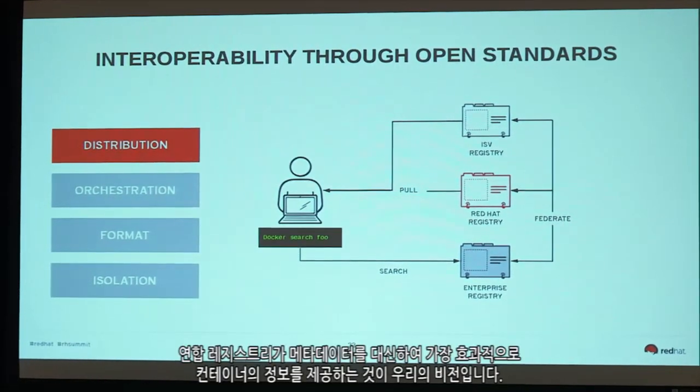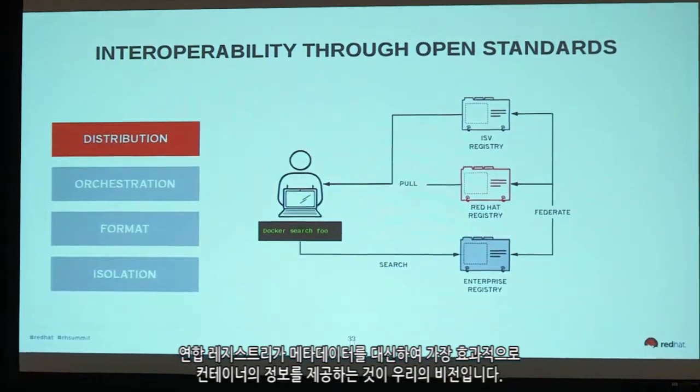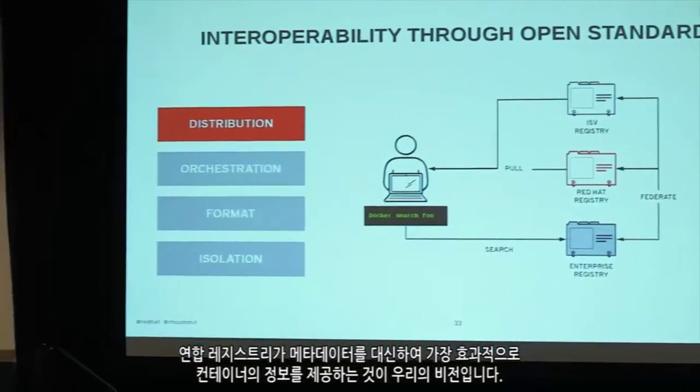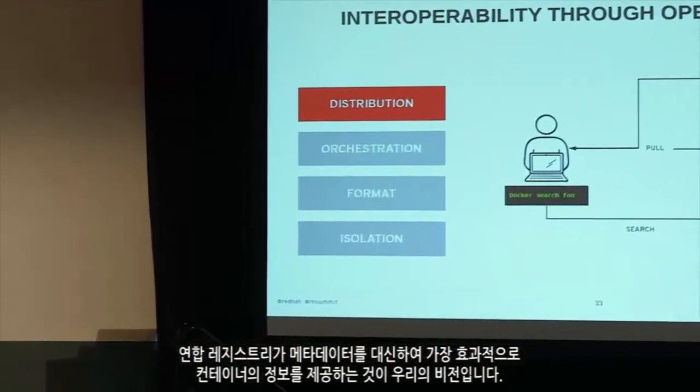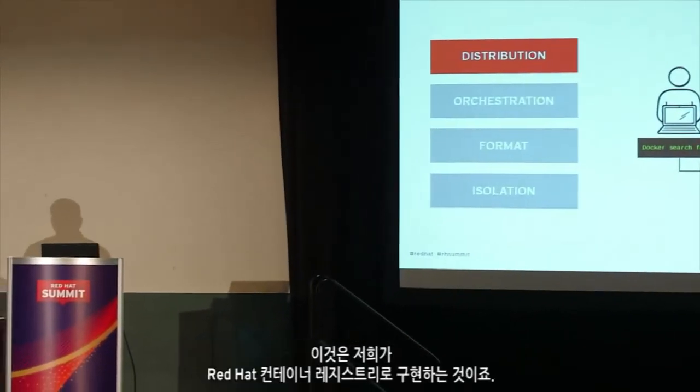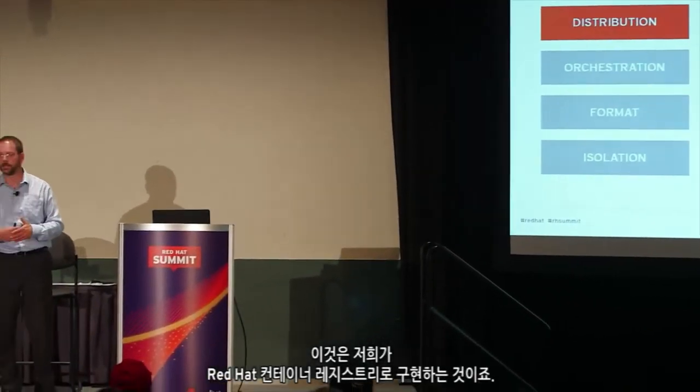And our vision is federated registries can exchange the metadata and point clients at the most efficient location to deliver that. That's what we implemented with the Red Hat Container Registry, where you actually search on the Red Hat Container Registry, but you pull from a registry that the ISV runs and owns. And we're now working to expand this into the on-premise enterprise registry, which will be the role of the Satellite product in our portfolio. That's interoperability through standards. On a really good path.